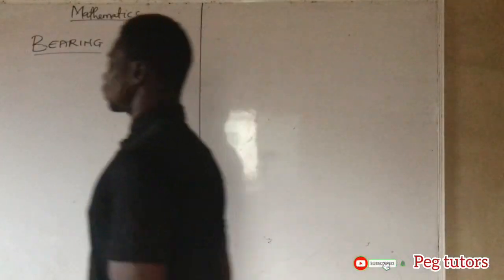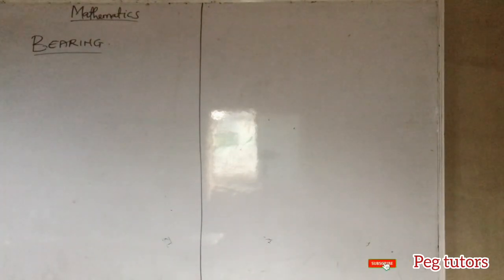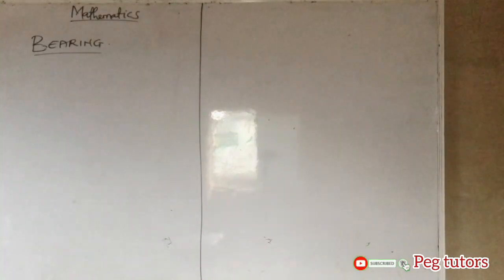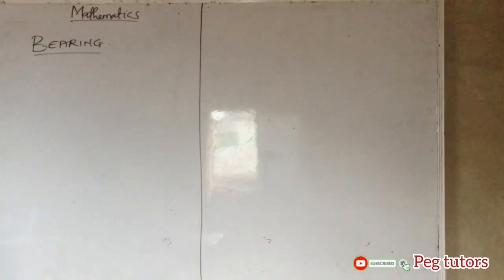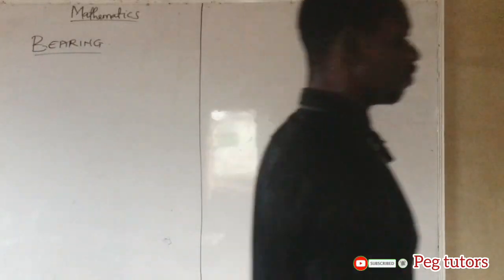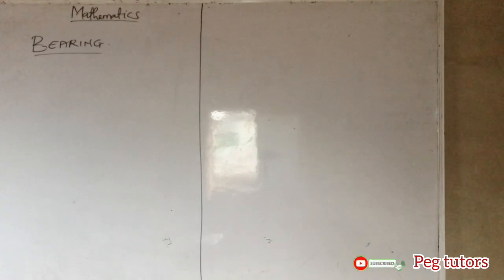We have discussed bearing and also we talked about the types of bearing. I mentioned two types of bearing, three-digit bearing and compass bearing. And then we also discussed how to convert each of these bearings to one another. And we said generally bearing is just an angular distance of one particular point from another point.